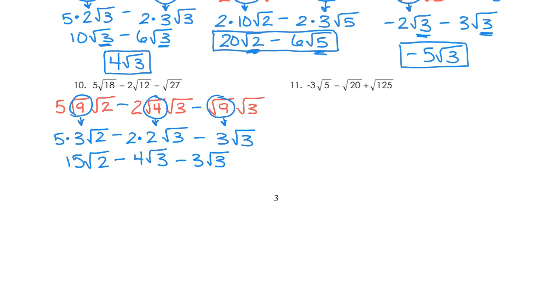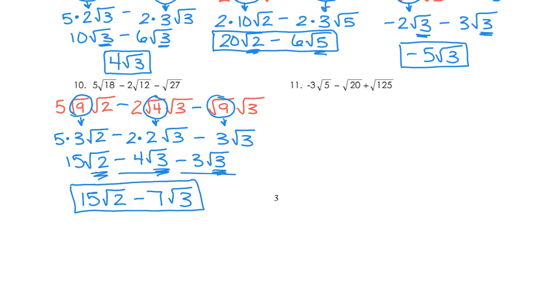And we're going to see that not all 3 of them will go together because not all of them have a 3 underneath the radical. And so 15 square root of 2 will just come down. It's not like any of the others. However, these ones are like. And so we have negative 4 square root of 3 minus 3 square root of 3, which is negative 7 square root of 3. And that's as far as we can simplify it.